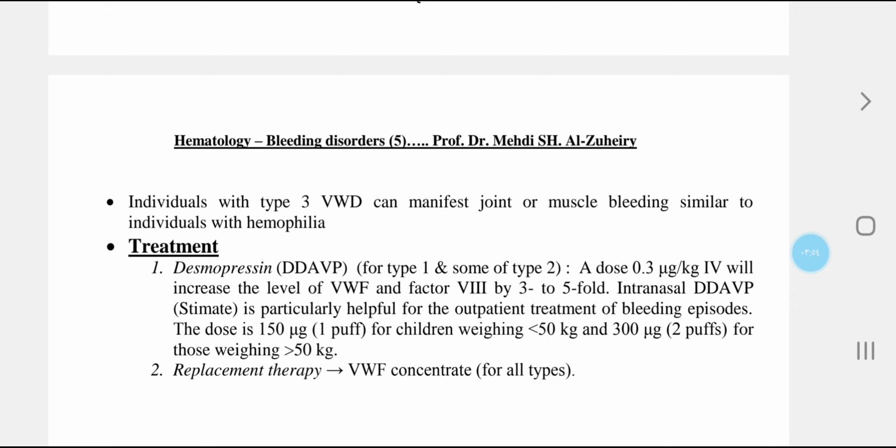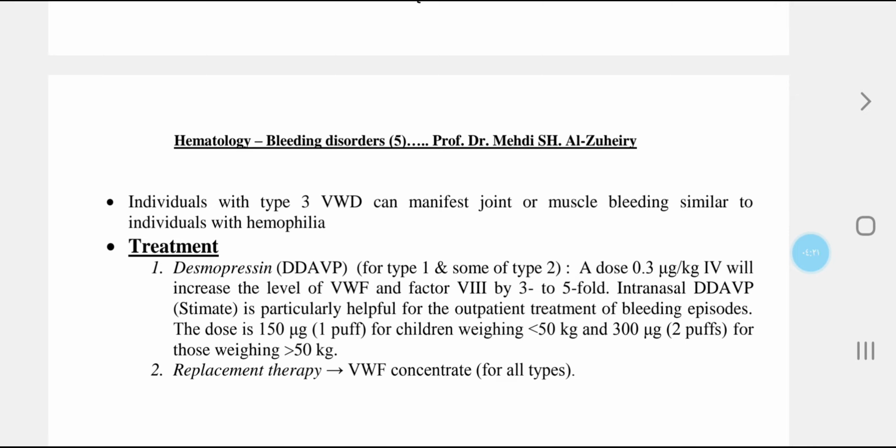Intranasal DDAVP, what we call Stimate, is particularly helpful for the outpatient treatment of bleeding episodes. The dose is 150 microgram, representing 1 puff, for children weighing less than 50 kilograms, and 300 microgram, that is 2 puffs, for those weighing more than 50 kilograms.